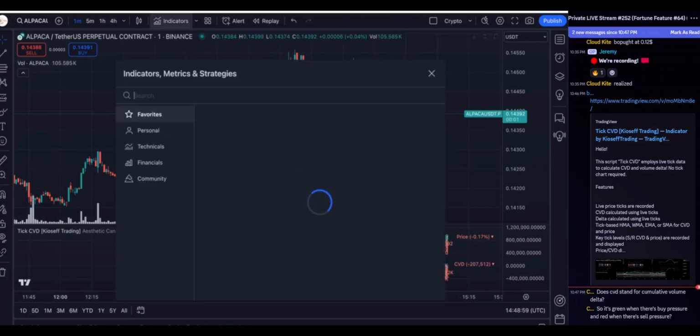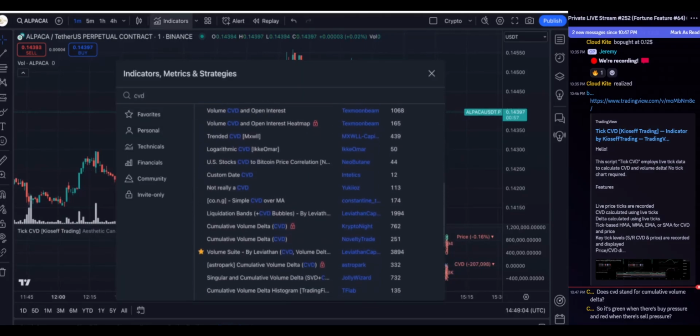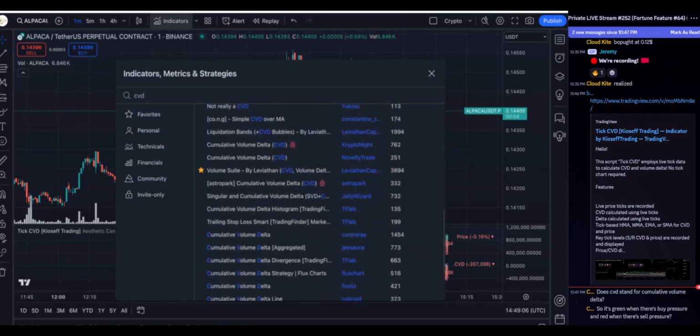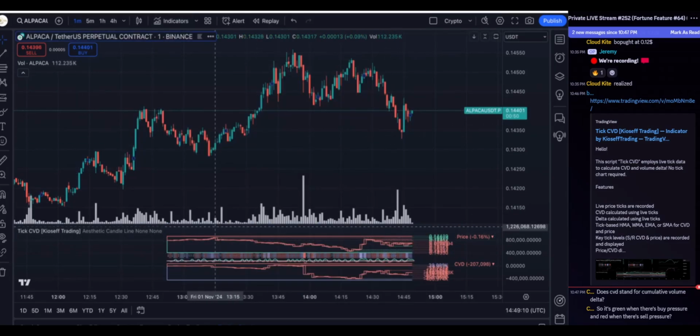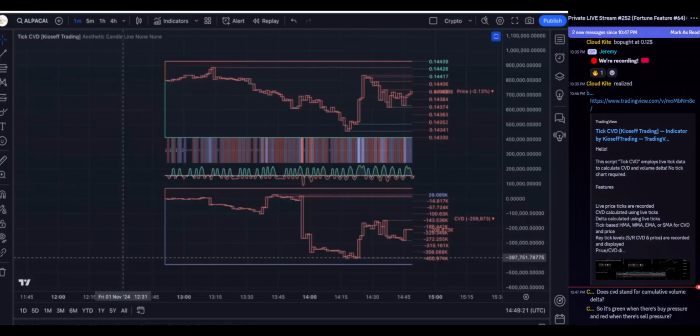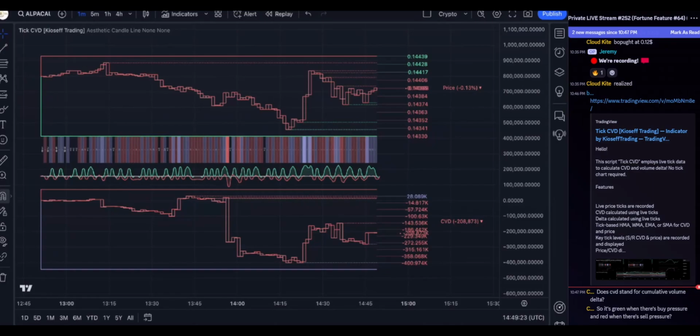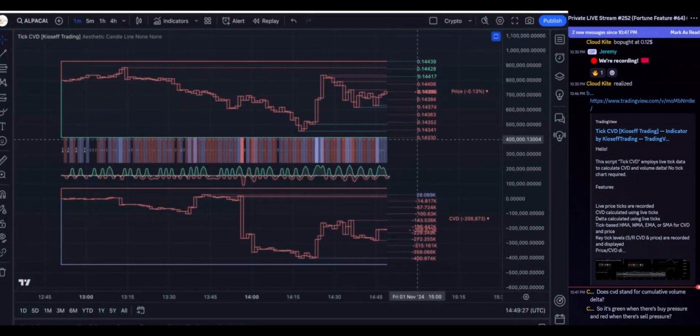So there are other CVDs you can get. There's a million CVDs. I don't like a lot of them because they're just not accurate. They're just making assumptions. So you want tick data, and that's why you have to load this yourself. Once you switch the time frame or switch the coin, it will start loading up the data. So if I wanted to look at a different coin, all of my progress here will not be saved, unfortunately.